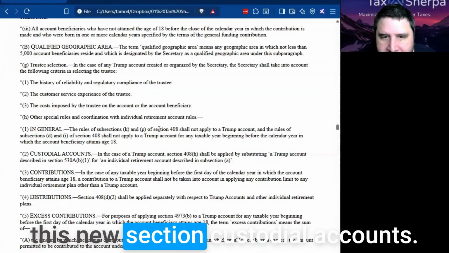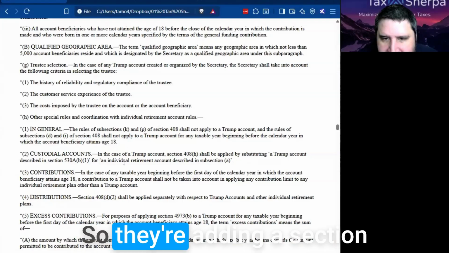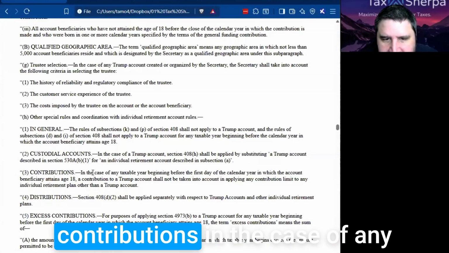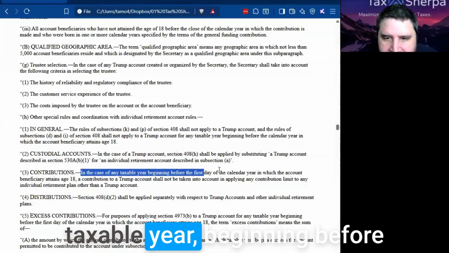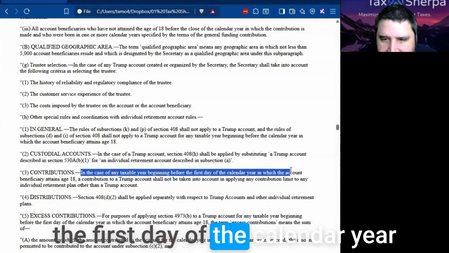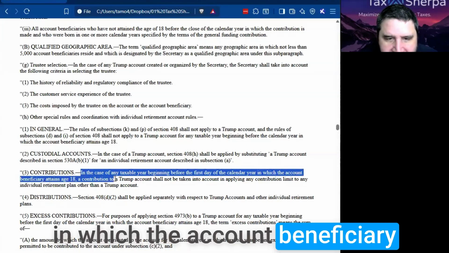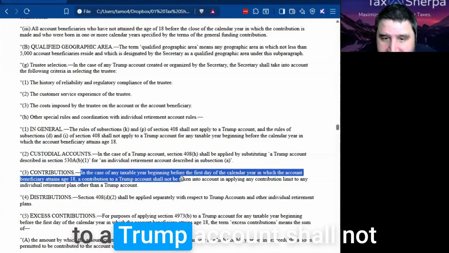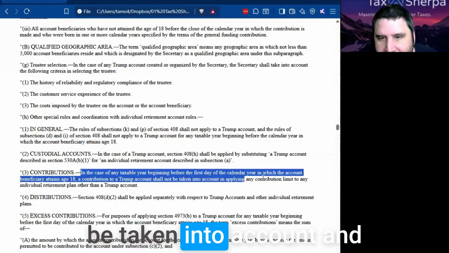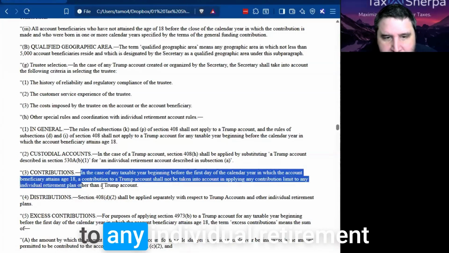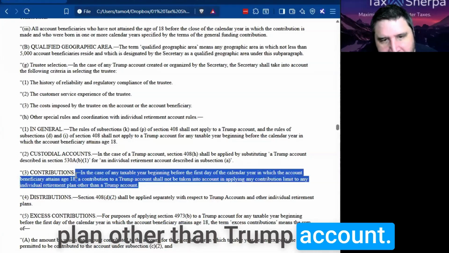Custodial accounts, so they're adding a section. Contributions in the case of any taxable year beginning before the first day of the calendar year in which the account beneficiary attains age 18, contribution to a Trump account shall not be taken into account in applying any contribution limit to any individual retirement plan other than a Trump account.